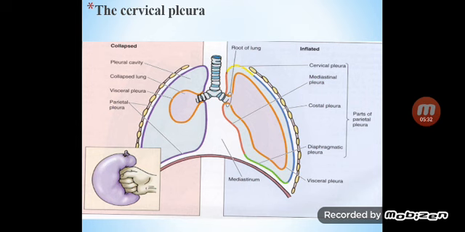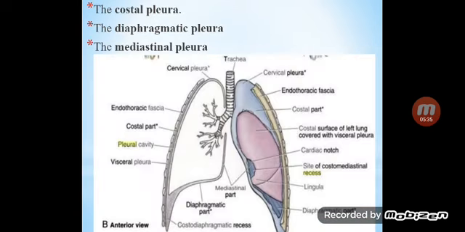The second part is the costal pleura. From its name, costal means ribs. So it lines the inner surfaces of the ribs with their costal cartilages and their intercostal spaces, extending anteriorly to the back of the sternum and posteriorly to the sides of the vertebral bodies. All of this is called the costal pleura.